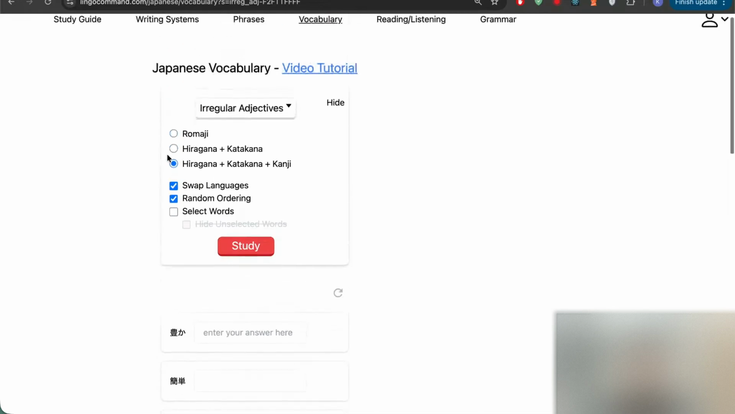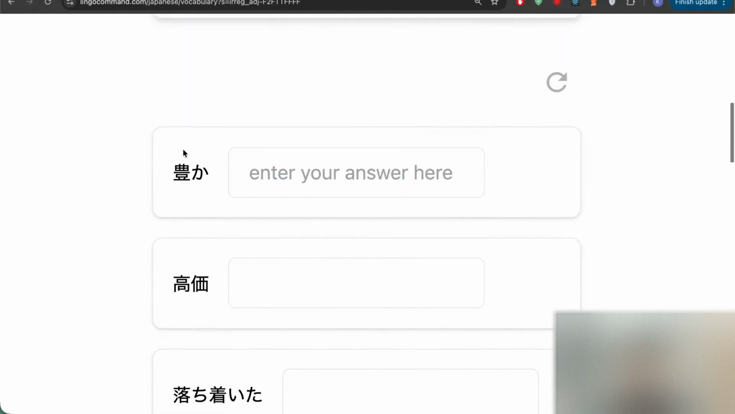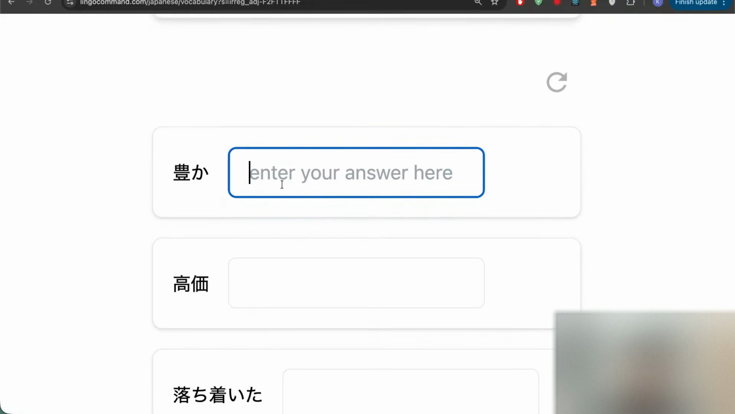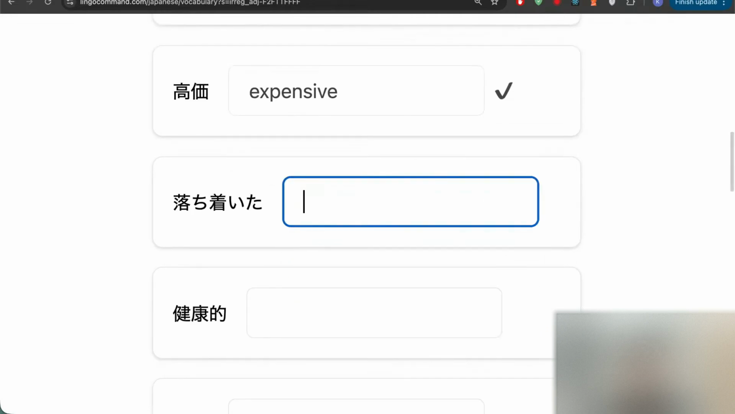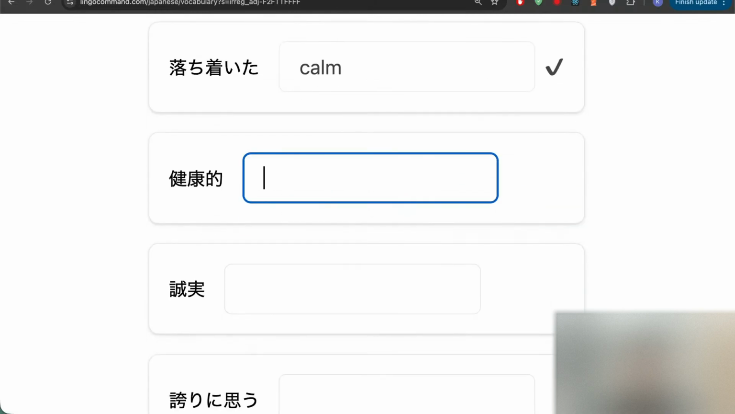So why don't we do another round? We're going to reapply random ordering. And this is yutaka, which is rich. Koka, right? The first kanji is ko, the next one is ka. Koka means expensive. Ochitsuita is this next one here, that's calm. Kenko teki is this here. Kenko teki is healthy.